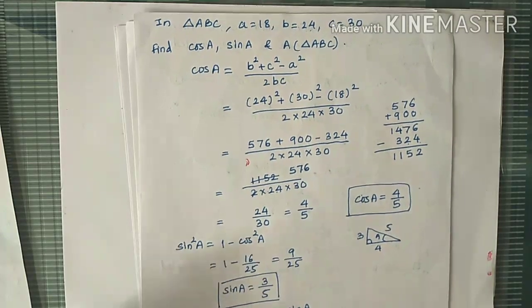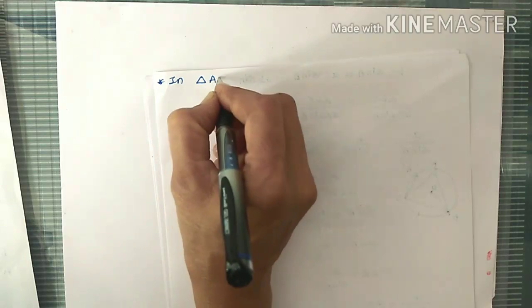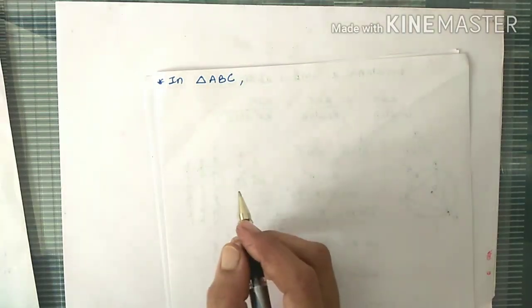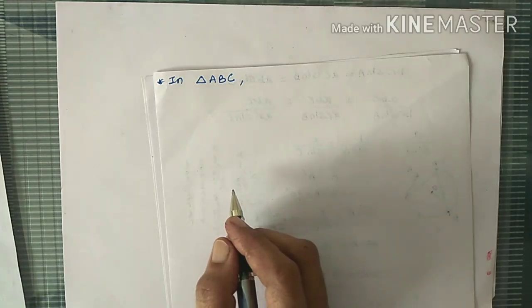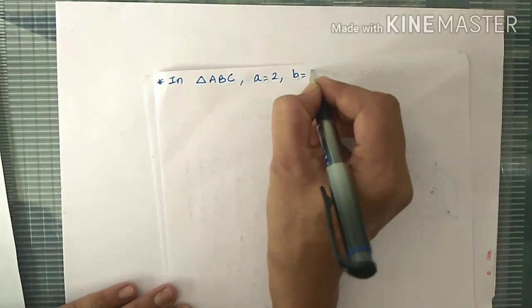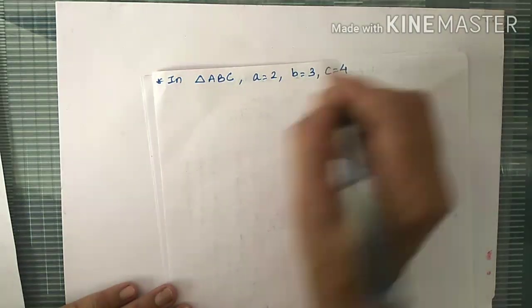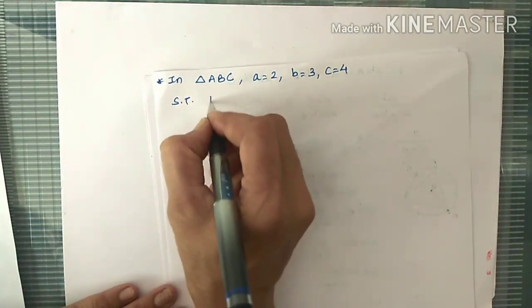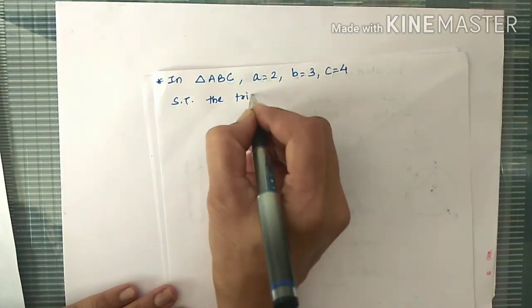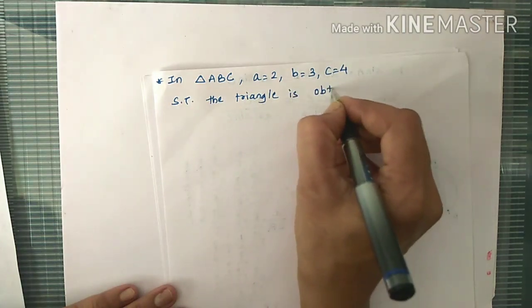Now let's study the sign of cos A. So for that, let's take one example. In triangle ABC, value of a, b and c are given. a is 2, b is 3 and side c is 4. Show that the triangle is obtuse angle triangle.